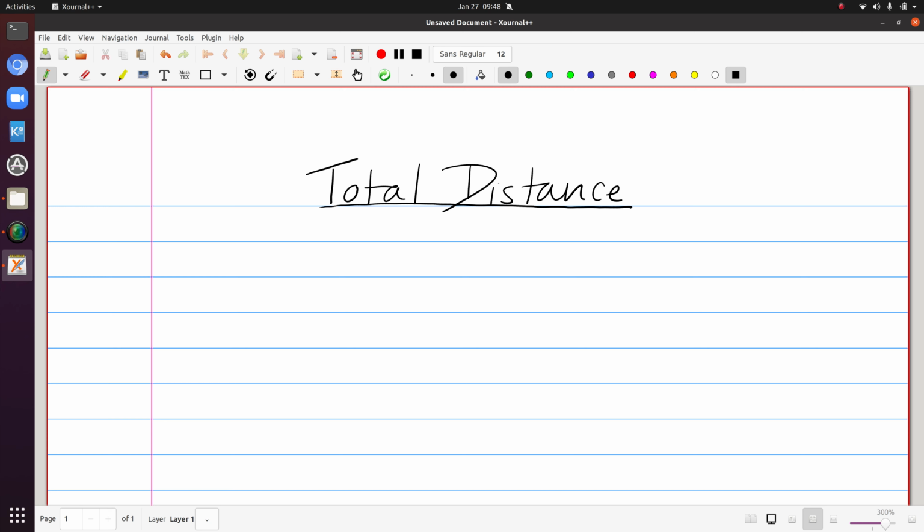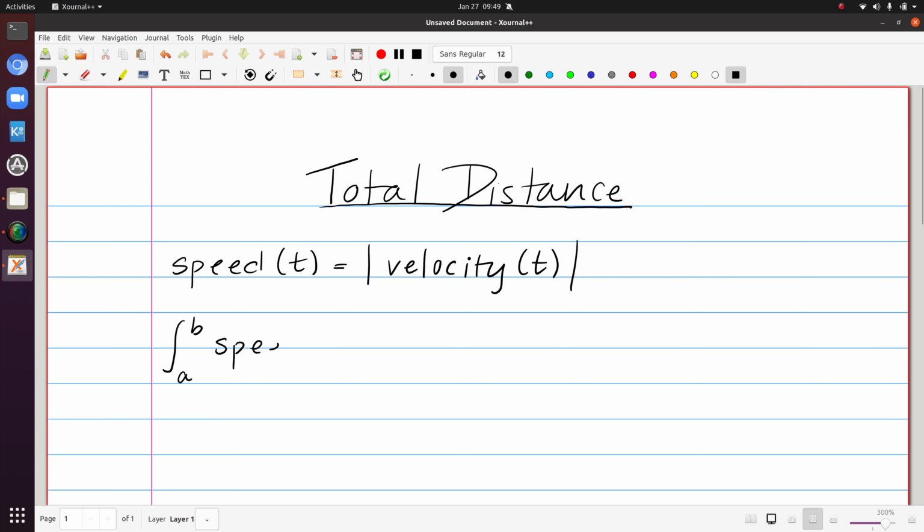And the connection is that the speed as a function of t is equal to the absolute value of the velocity as a function of time t. That's the connection here in terms of wanting to be able to indicate a direction or not. Now, let's think about the difference between integrating speed with respect to t or integrating velocity. So let's think about an integral from a to b of my speed as a function of time t.